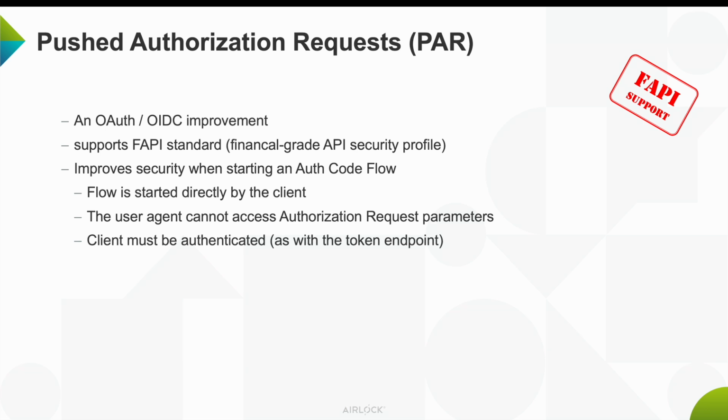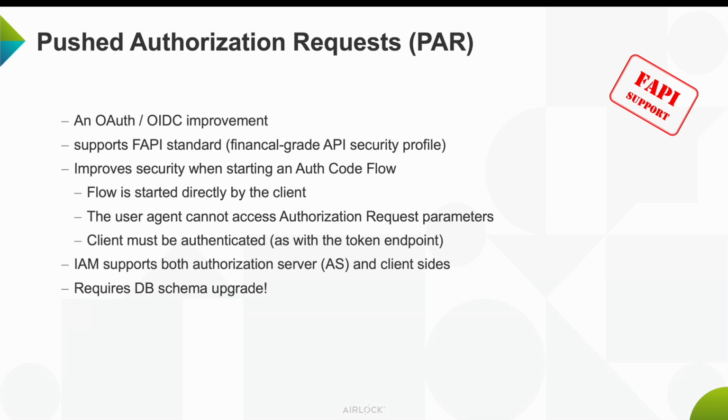Instead of giving a very long URL to the browser to connect to the authorization server, all the request parameters on the browser URL, you actually have the client first call the authorization server. It must do so authenticated, and then push all the authorization request parameters to the authorization server. So IAM supports both authorization server and client sides. And again, this requires a DB schema upgrade.